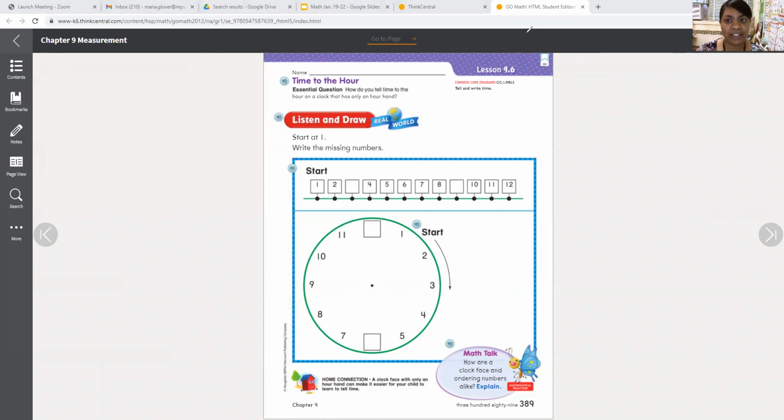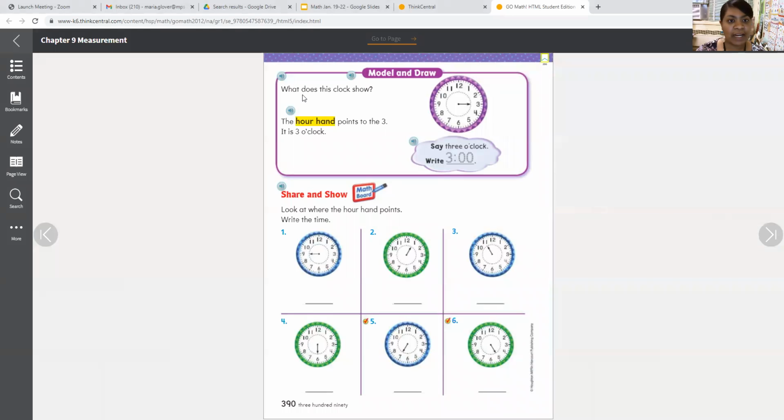So let's move on to our next page, page 390. What does this clock show? Well, our shorthand is called our hour hand on the clock. The hour hand points to the 3. It is 3 o'clock. This is how we write 3 o'clock. 3, a colon, which is 2 dots, 1 at the top, 1 at the bottom, and 2 zeros, 0, 0. That is how we write 3 o'clock.